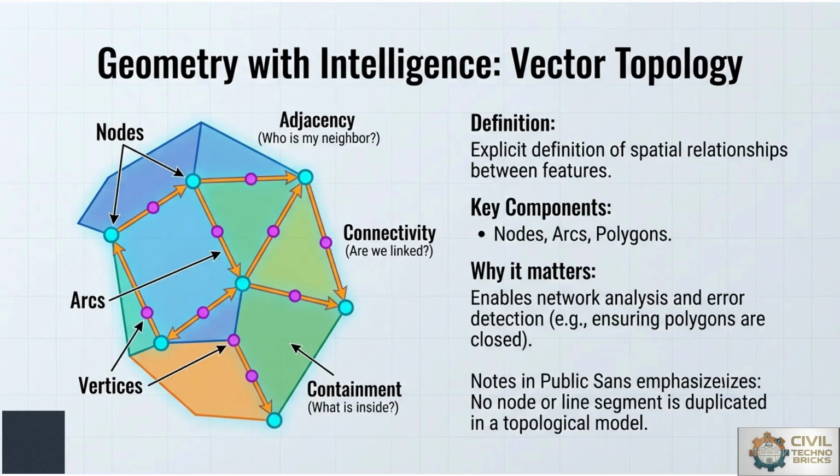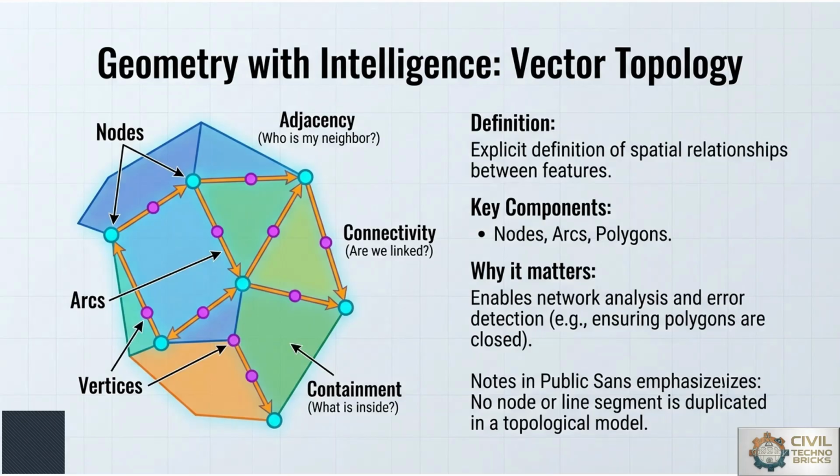So the definition for geometry with intelligence, or vector topology, is the explicit definition of spatial relationships between the features. So what features are assigned or incorporated with that irregular shape with respect to adjacency, that is, my neighbor, then connectivity, that is, are we linked together, and containment, that is, what is inside, means which type of data is collected, which type of data will be compared, and which type of data is available nearby.